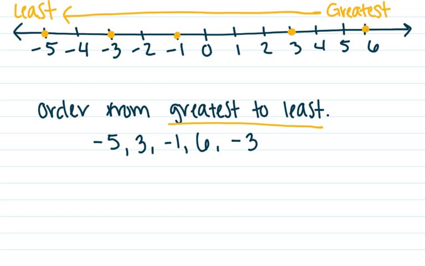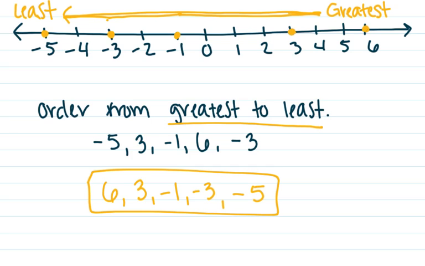My greatest number in my list is a +6. Then as I travel further down the number line, I get a +3. Then I cross over into the negatives where I have my first negative, -1. It is the negative with the biggest value out of all the negatives in my list. The next negative is going to be -3. And then, of course, my smallest number, my least number here, is going to be that -5. So my final answer is 6, +3, -1, -3, and then -5.